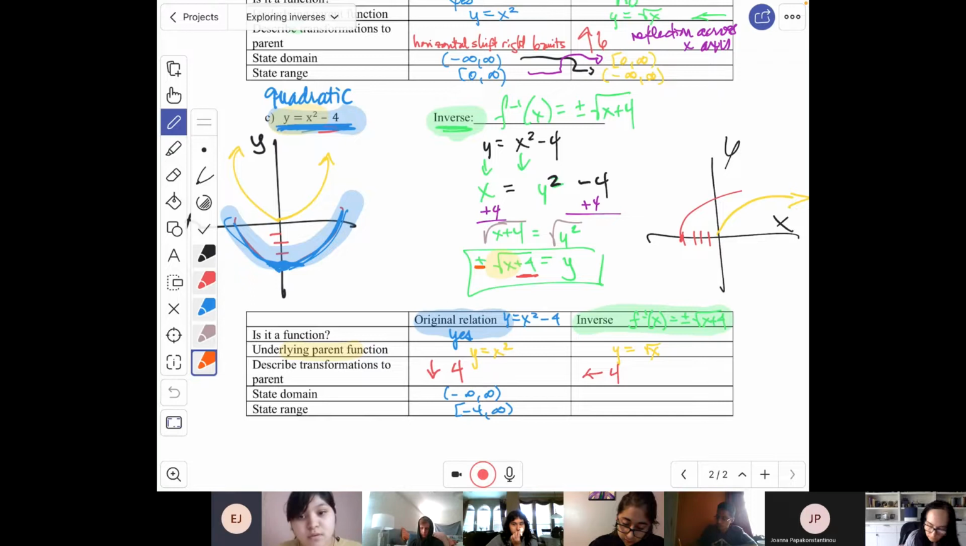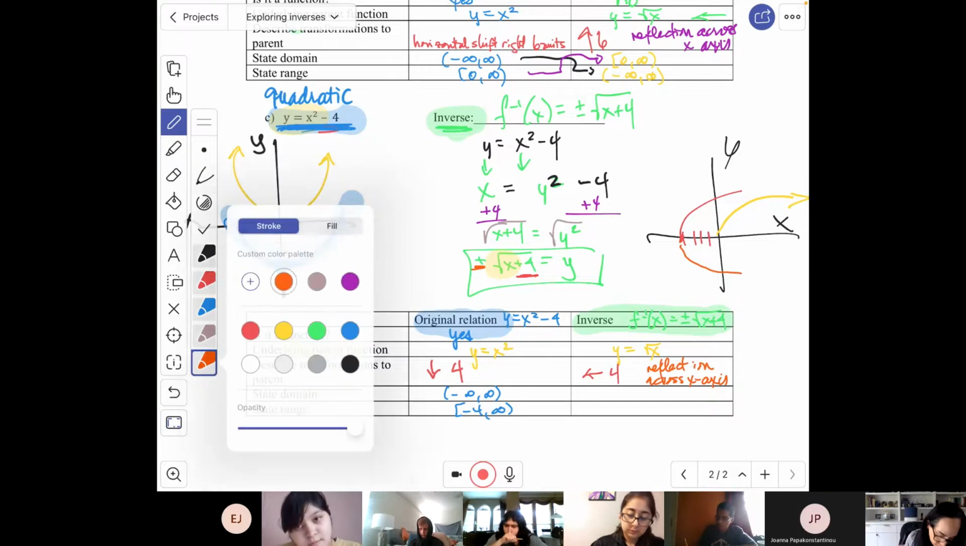It reflects across the x-axis. It's a reflection across what? The x-axis. So now I'm looking at this, right? That is the graph of my inverse.